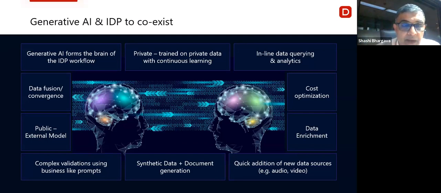Another thing which you see is the data fusion or convergence. This is also a very important feature. Right now, OpenAI is one of the extraction engines in IDP. Also, IDP products have their own ML models, their rule-based extraction. And this is where you bring your own model. If you've already created a model for doing this extraction, you can bring that model into the product.